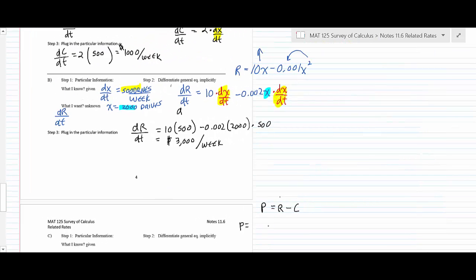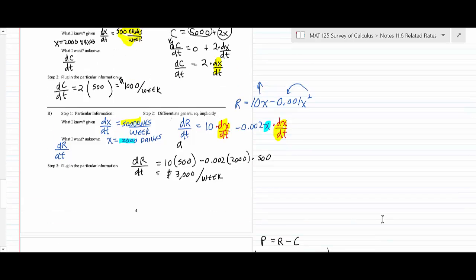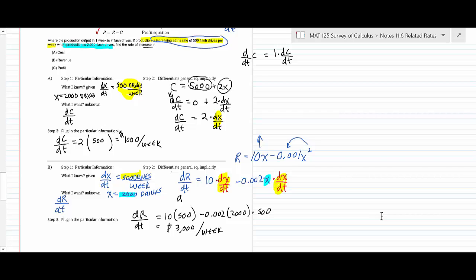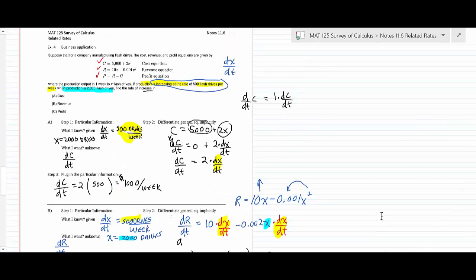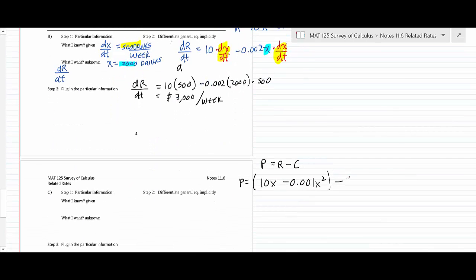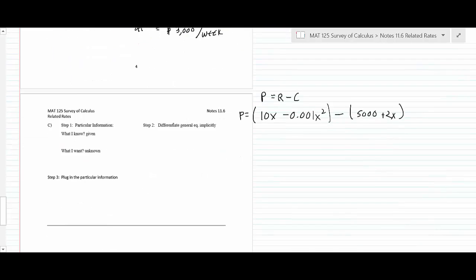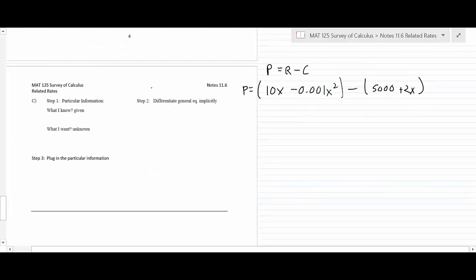So it looks like the revenue is 10x minus 0.01x squared. So we have that. Okay, and let me go get the cost. The cost is, where is it? 5,000 plus 2x. Okay, so that's what we need to do. We need to go ahead and get that profit done, and then we can finish up the problem in a similar way.